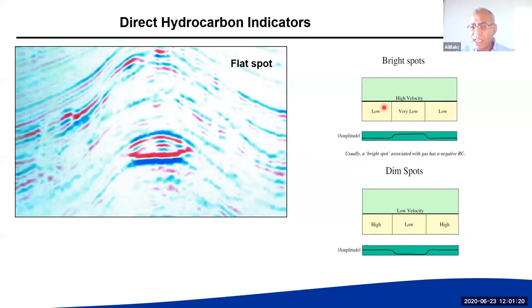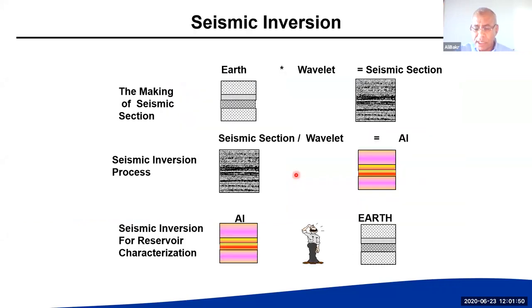So you have an area that has different behavior between the up and down. Here is high velocity, here low. Here high velocity, here low, and here very low. When you have something like that, this will give you a bright spot, or vice versa. And also, if you have low velocity with high, low with high, this will give you a dim spot. So the presence of bright spots, dim spots, or flat spots is a kind of DHI, or direct hydrocarbon indicator.